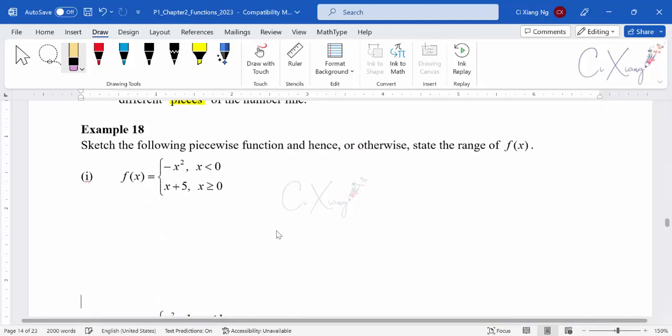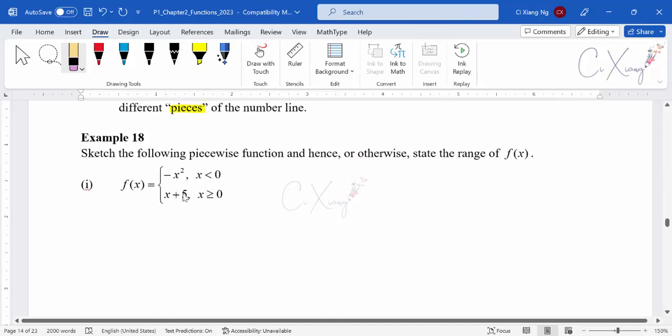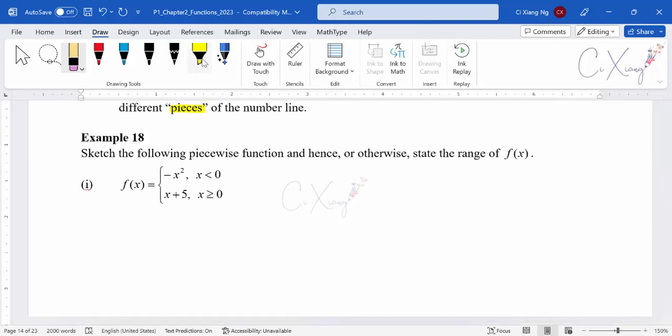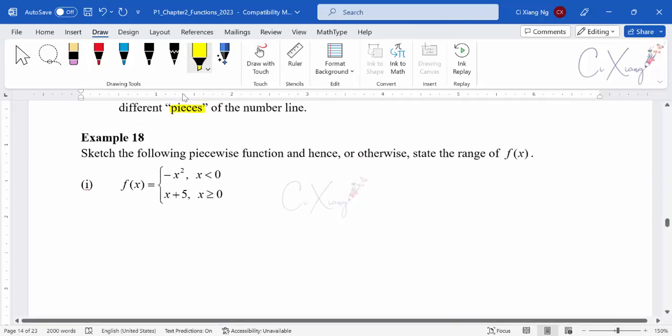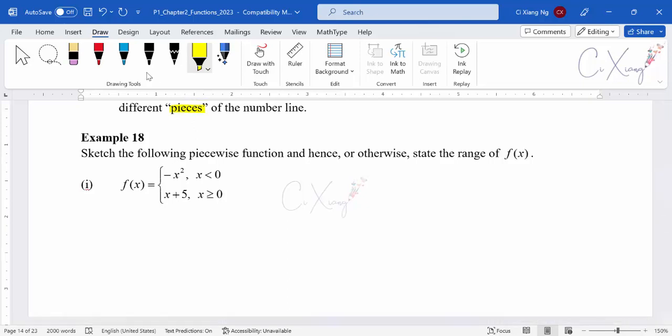Okay, so for part 1, for this particular function, we have two parts. The first part is negative x squared for x smaller than 0. Another one is x plus 5 for x greater than or equal to 0. To determine the range, I want to sketch the graph. So how am I going to sketch the graph?